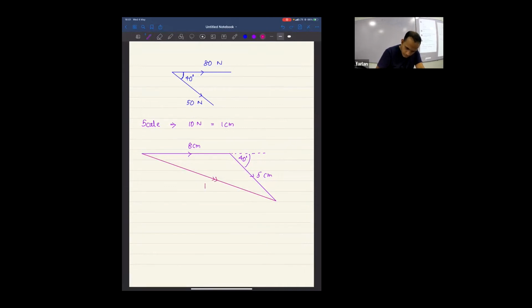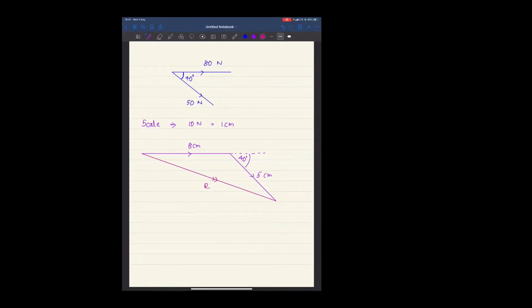This is going to be the resultant force. So how many centimeters is that? Measure it accurately and do it. I want the actual, like a perfect value. Try to get it as accurately as possible.